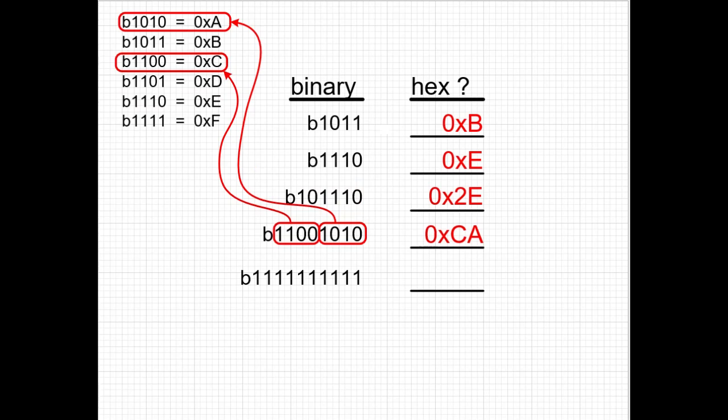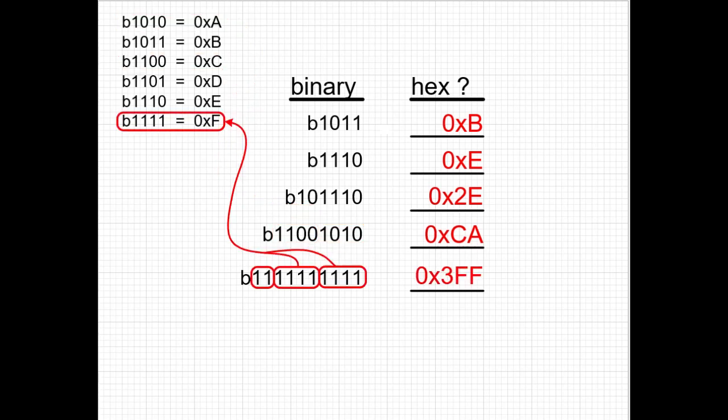Again, we go directly from binary to hex for an answer of CA. And finally, a binary all ones, which gives us 3FF.